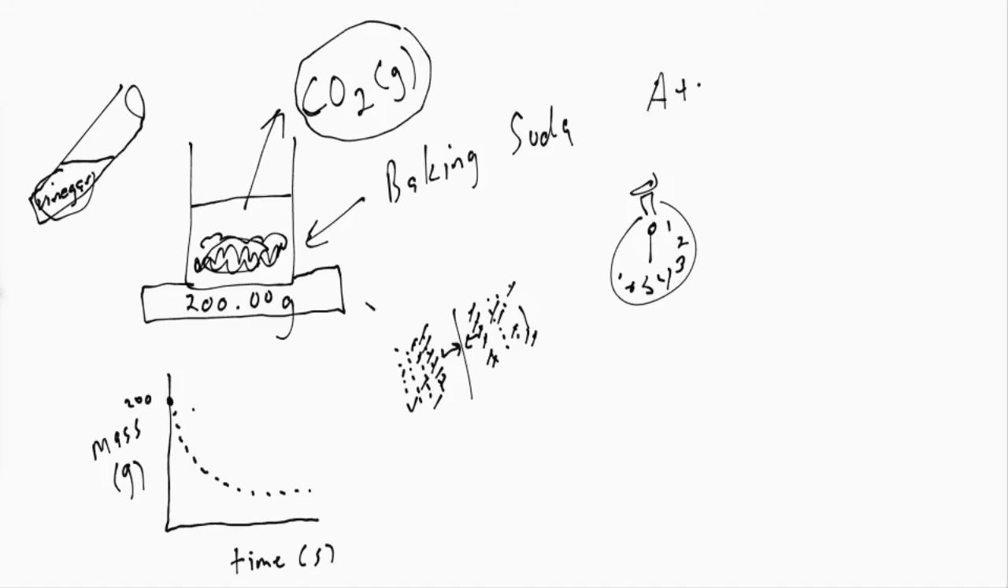So simply put, if A and B are all used up and C and D is all you have left, you're not going to have any of these reacting anymore. This is all gone. This is zero. This is all gone. This is zero. This is 100% of what's left, so the reaction is over.